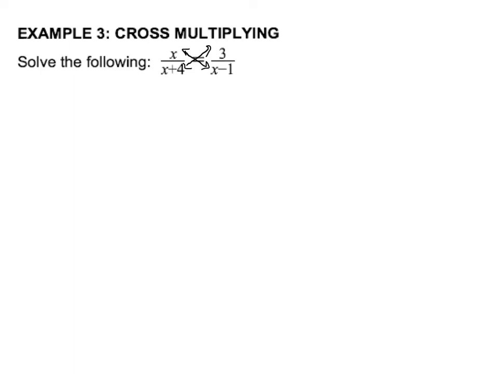So let's look at what this means. If we do our first product, that would give us x from our numerator on the left by the denominator on the right, which is x minus 1. We want to put that in parentheses because we need to distribute this x to both parts. And then on our right side, we're going to have the numerator of our right side multiplied by the denominator of our left side. It doesn't matter which order you do that in.